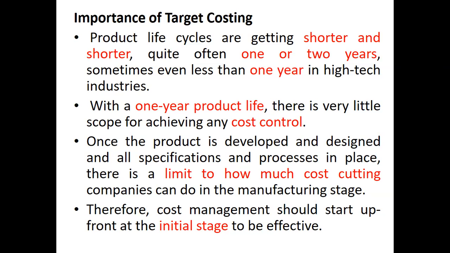But now due to competition and globalization, what happened? Competition has increased and customers are expecting more features in products. And competitors are also delivering new products to stay in the market. Getting this? Now, target costing का जरूरी क्यों है nowadays? Because your product life cycle is becoming shorter and shorter. इसलिए क्या हो रहा है, तो quite often 1 or 2 years या ज्यादा से ज्यादा 1 साल तक ही उसका अभी प्रोडक्ट लाइफ साइकिल है.